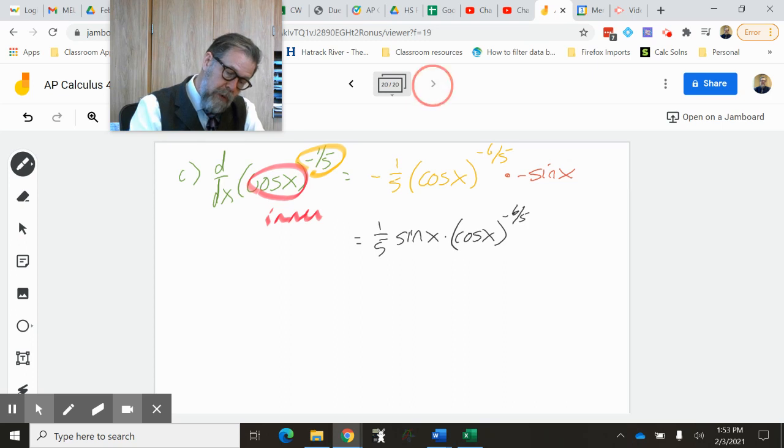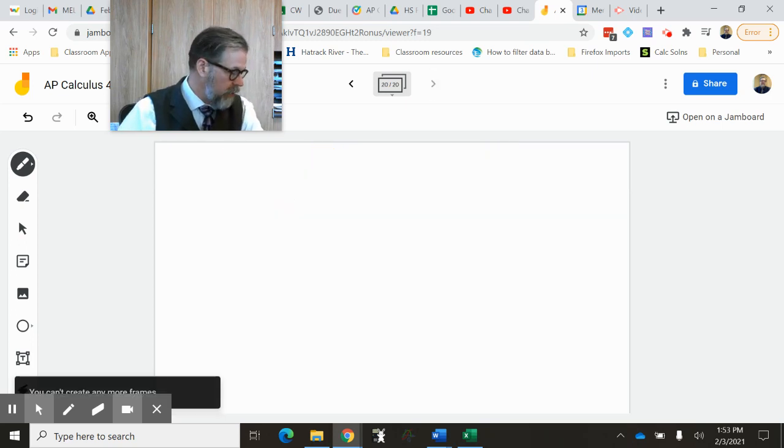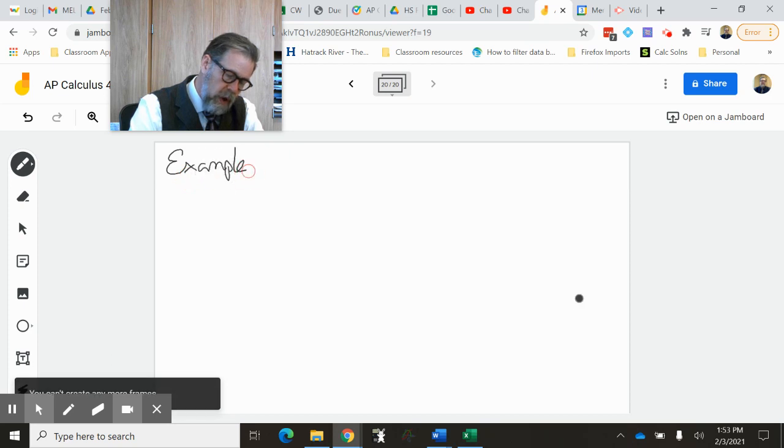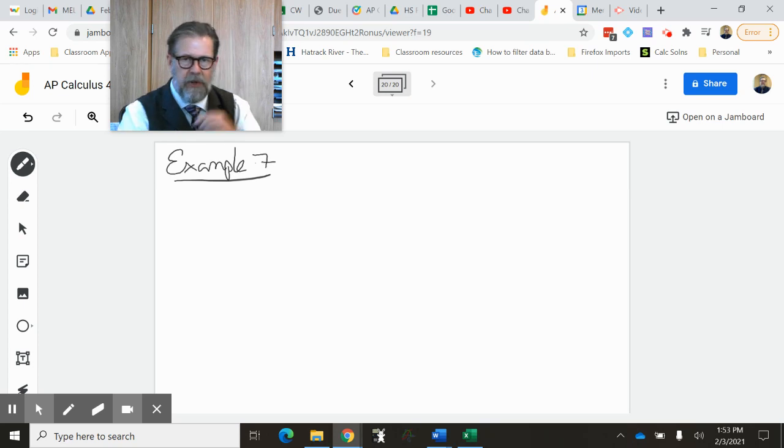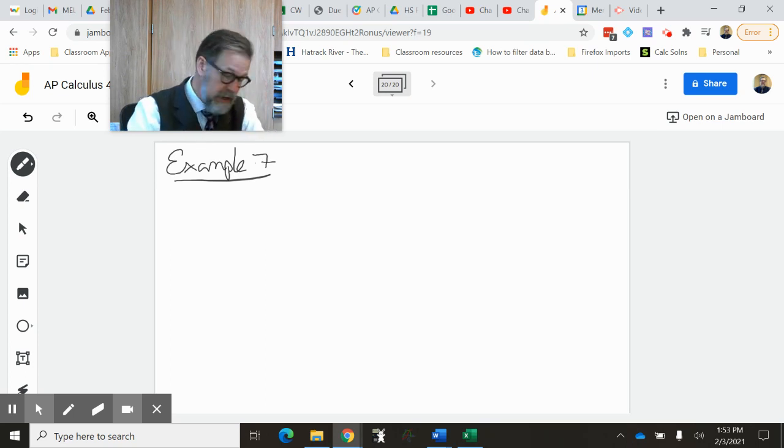Okay, so a couple problems using the chain rule. These are problems that are frequently done wrong. And the big deal with the chain rule is the whole idea of inner versus outer. It's really, really important that you know what inner and outer are.